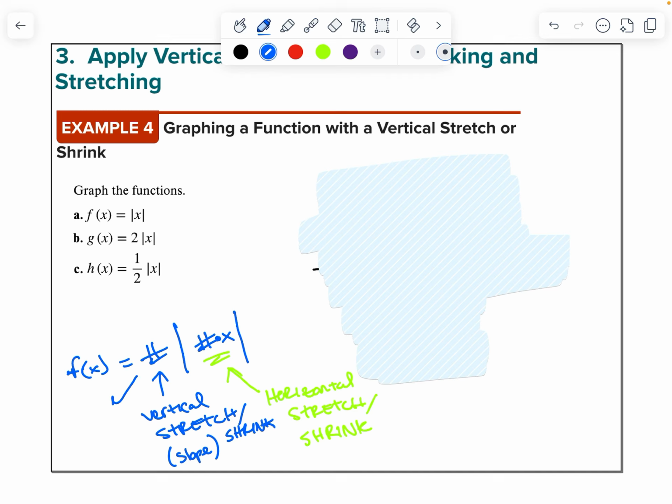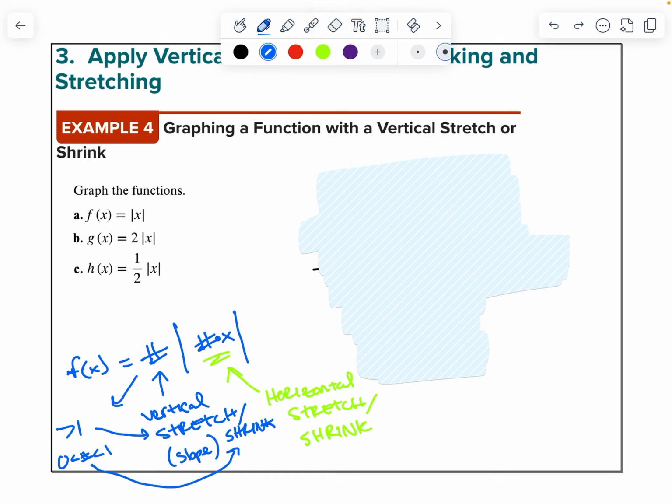If this number out here is greater than 1, it's going to be a stretch. So like if that's a 5, a 2.3, a 1.5, that's going to be a stretch. If that number is between 0 and 1, then it's going to be a shrink. That would be something like 0.5, 0.3. Whatever. Anything between 0 and 1 is going to be a shrink. And the exact opposite applies when you have it inside.